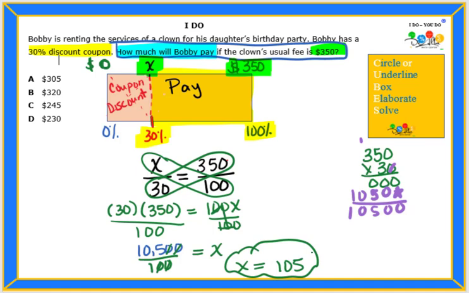Now let's label this. That's right here is $105. So up to here, the discount amount is $105. That is the amount we get to save. We can label it like that. Our discount or our savings.